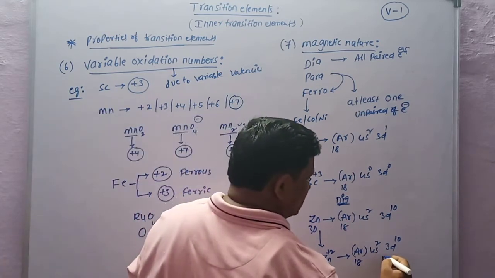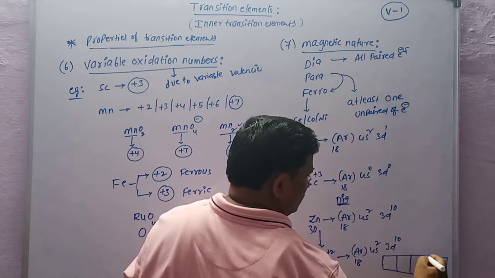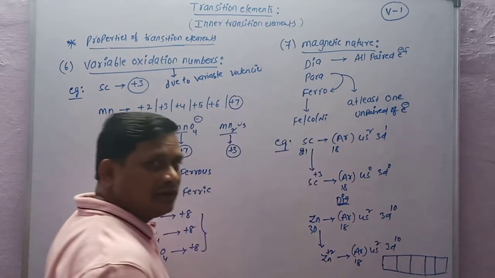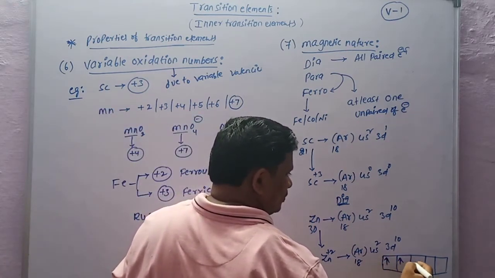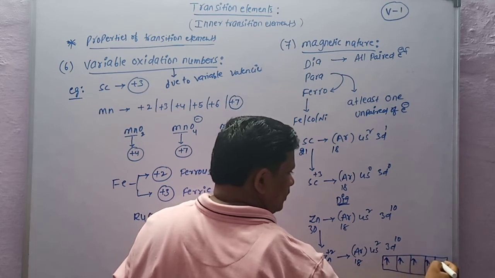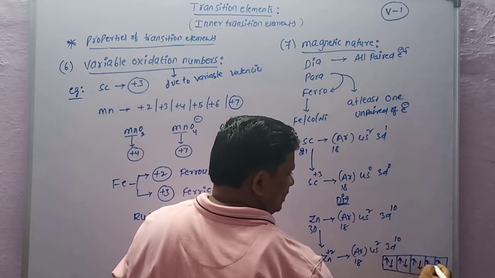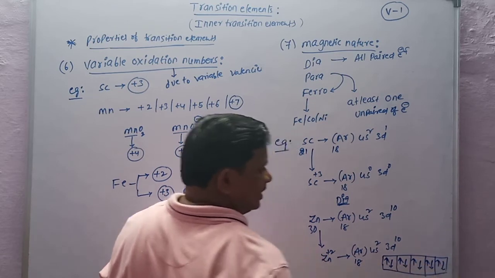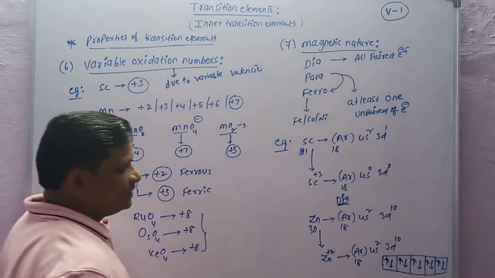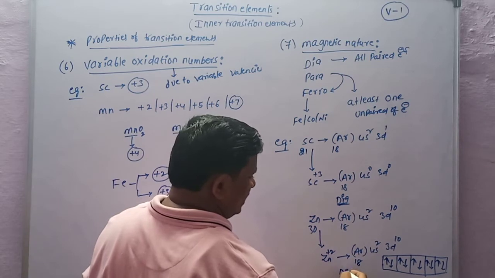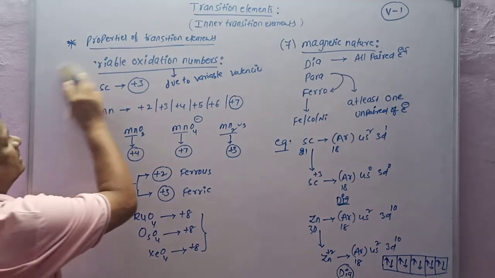Now the d subshell has 5 orbitals, 1 2 3 4 5, and there are 10 electrons, 1 2 3 4 5 6 7 8 9 and 10. All electrons are paired, with no unpaired electrons. So it is also a diamagnetic substance.